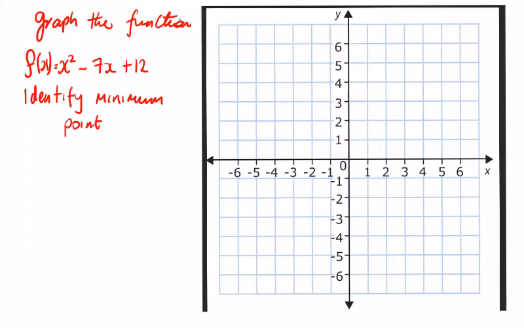In this video, we're going to graph the function f of x is equal to x squared minus 7x plus 12, and we're going to identify the minimum point. So some of you may just factorize at the start. I'm just going to identify this plus 12 here. You can see plus 12 is not on this graph, and that's why we're going to sketch it. So it's going to come up past this 6.